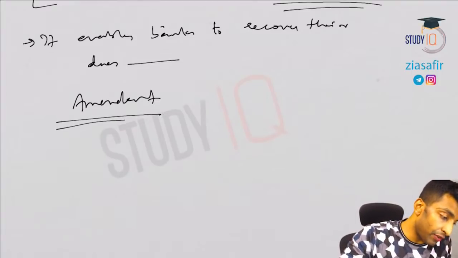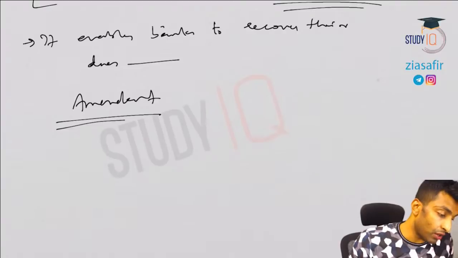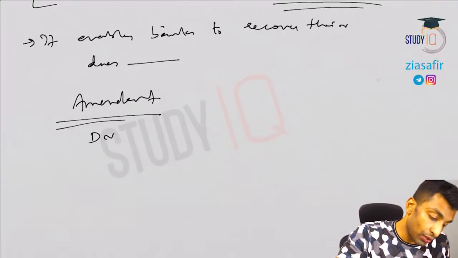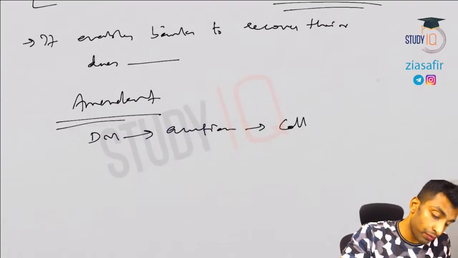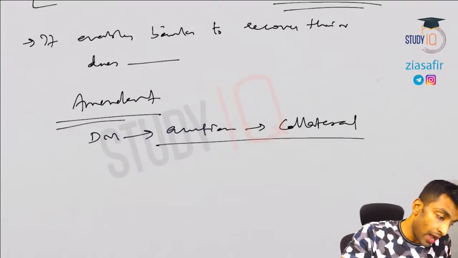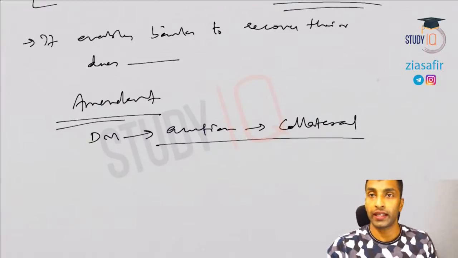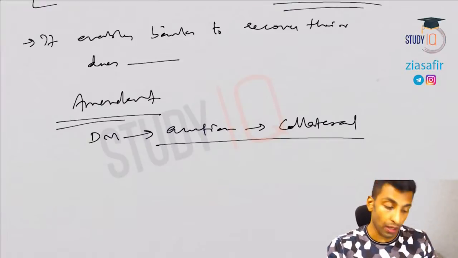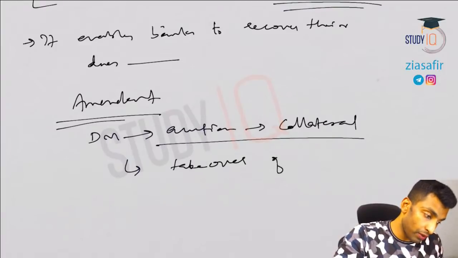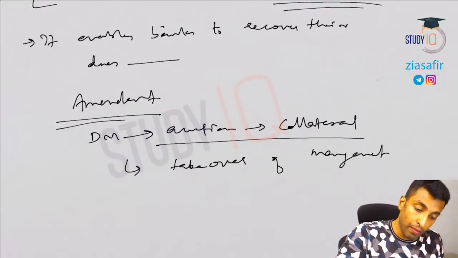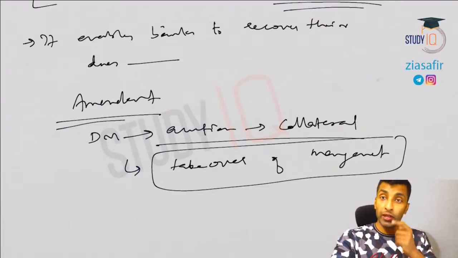Okay, now there was an amendment that the DM will facilitate the process of auction of collateral securities. So DM will facilitate auction of collateral, and also DM will facilitate the management takeover of the company. So DM will facilitate takeover of management. This takeover of management under which one?